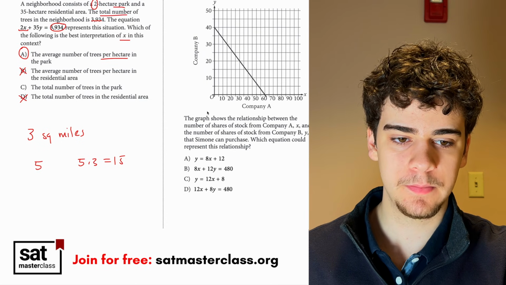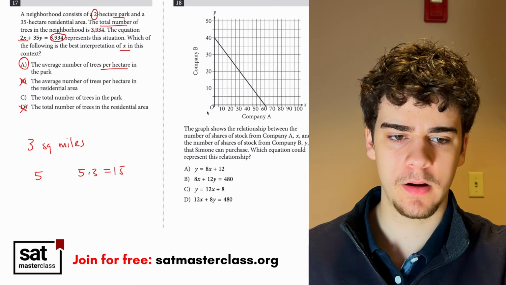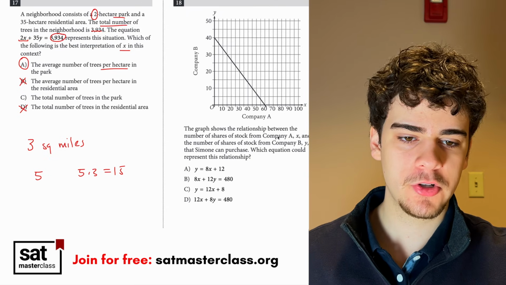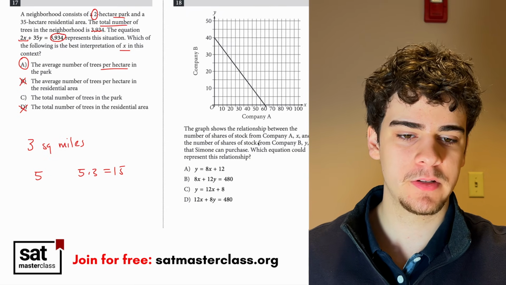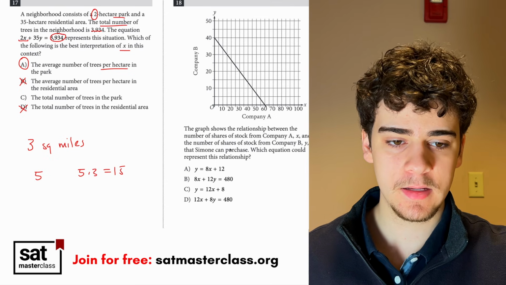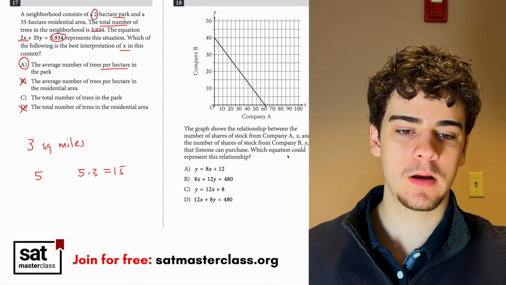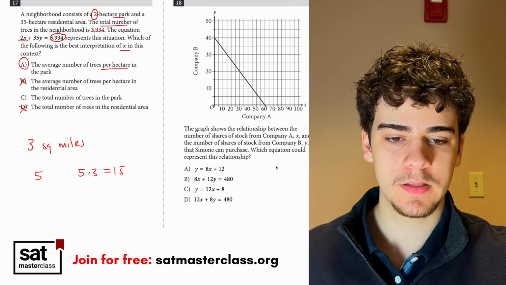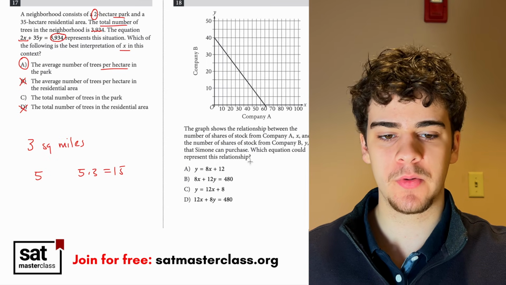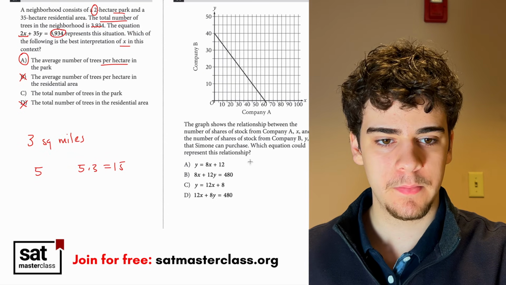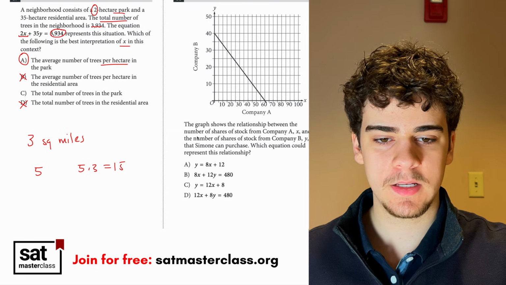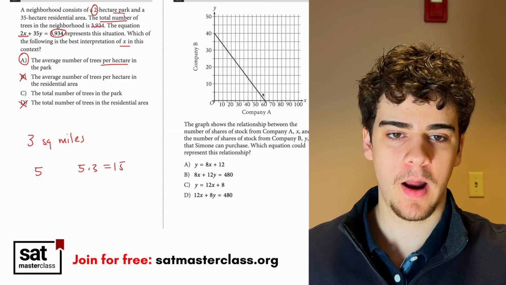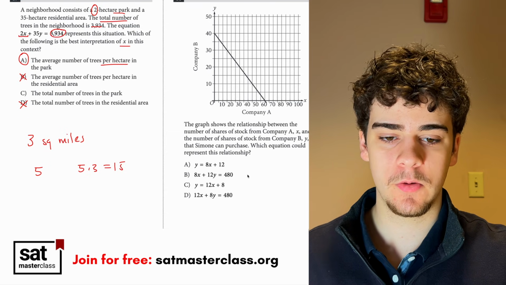Okay, question 18. Sorry, it's a little bit cut off there for some reason. The graph shows the relationship between the number of shares of stock from company A, X, and the number of shares from stock company B, Y, that Simone can purchase. Which equation could represent this relationship? Okay, so all of this context doesn't really matter. We're just trying to graph this or express it as an equation.